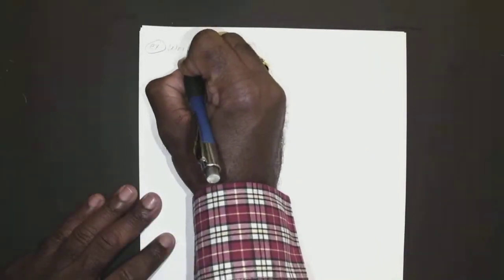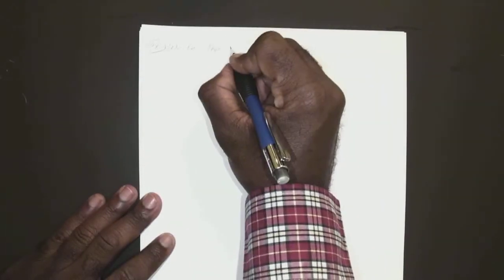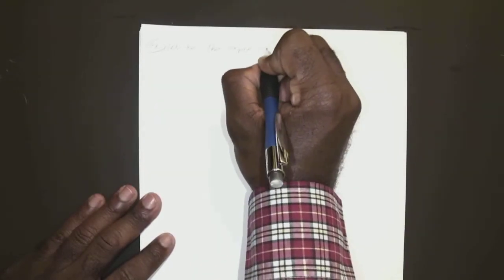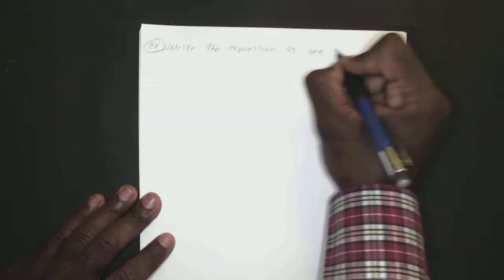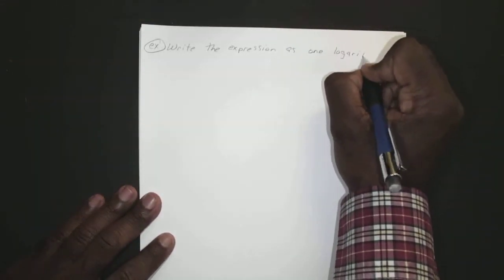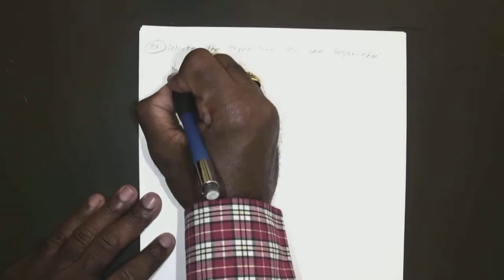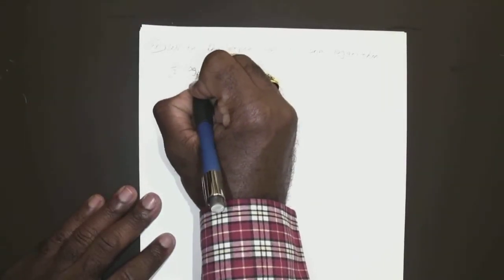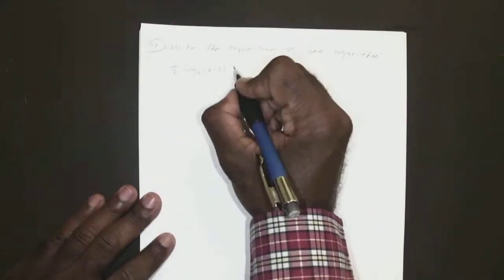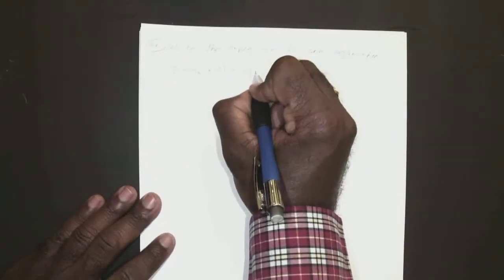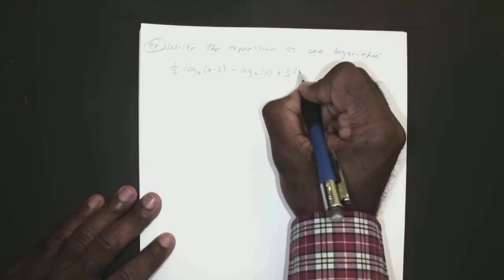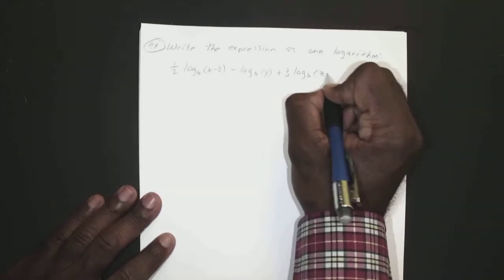All right. So let's say, for example, we wanted to write the expression as one logarithm. Let's say we have 1/2 log base b of x minus 2, minus log base b of y, plus 3 log base b of z.